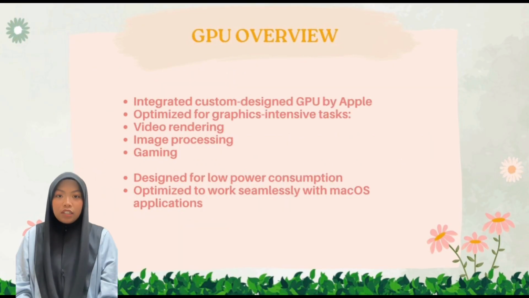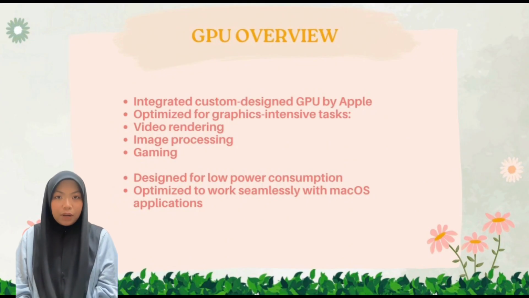The graphics processing unit (GPU) integrated into the Apple M1 chip is created to efficiently manage graphics-heavy tasks such as video rendering, image processing, and gaming, while maintaining low power consumption. Apple developed a custom GPU architecture with up to 8 cores, although certain entry-level models are equipped with 7 cores. This GPU is specifically optimized to operate seamlessly with macOS applications and workflows.